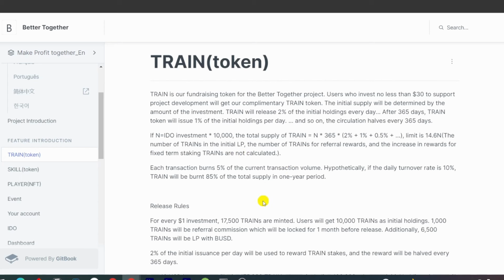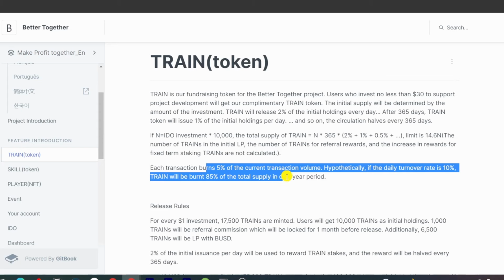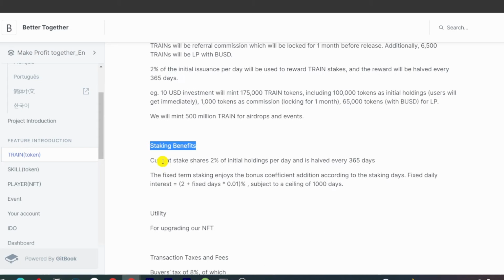Now I want to go through the Train token. If you get the Train token, it's going to generate 2% interest a day, but they are also going to have quite a strong deflationary model where they're going to burn 5% of the Train for each transaction. Over, say, a period of one year, if the daily turnover rate is 10%, they're going to burn about 85% of the total supply right here. You can see that this is the staking benefit. The staking benefit is 2% of your initial holding per day, and it will halve every 365 days.